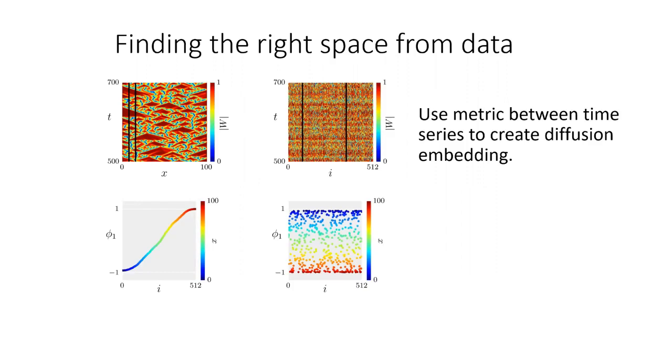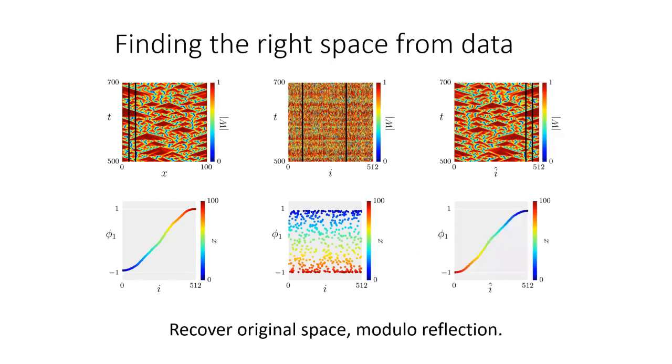Well, each of these time series is a data point. If you do data mining between these data points, you will find that there is a one parameter family of data points. And if you order them by their principal component in this first principal direction, then what you're going to get is something that is one to one with the original space. And if you're really careful, you will see that actually you get a flip. Because if somebody looks like you, you don't know who is on the right and who is on the left. So you get either yourself or a flip of yourself.